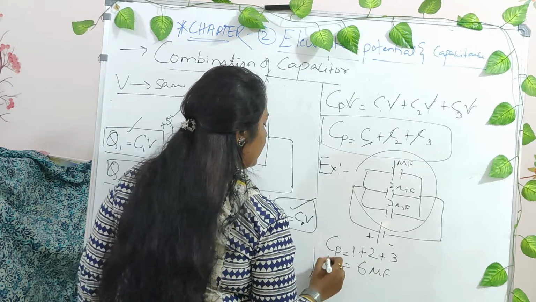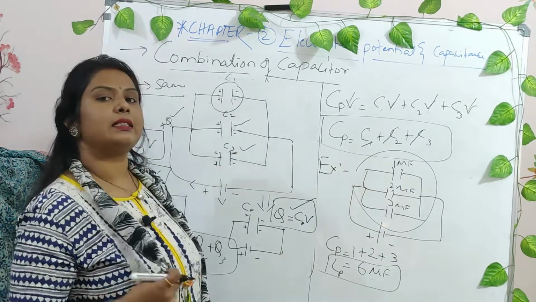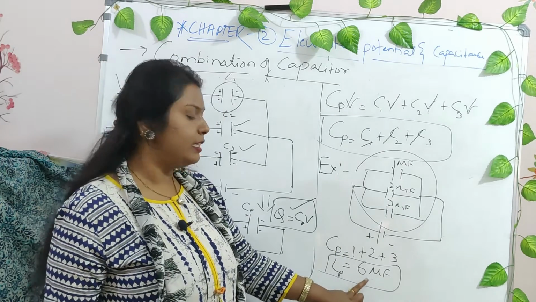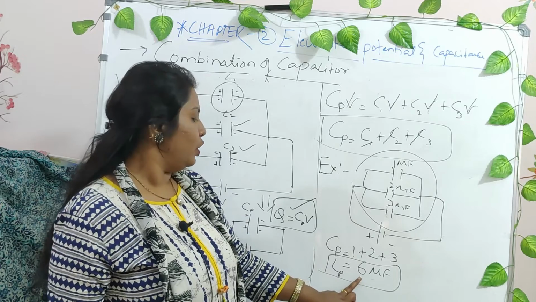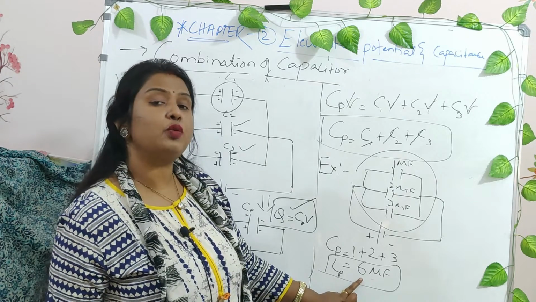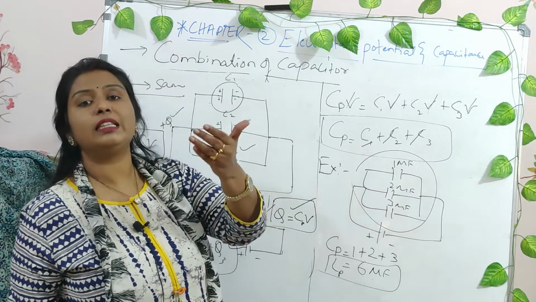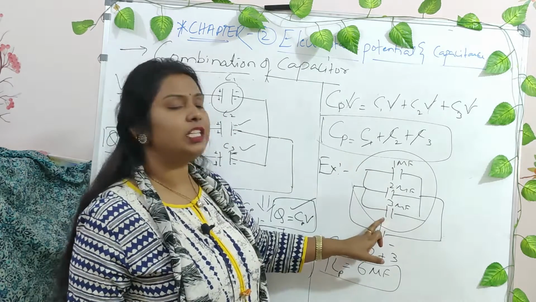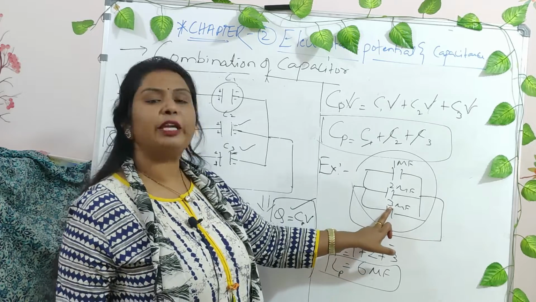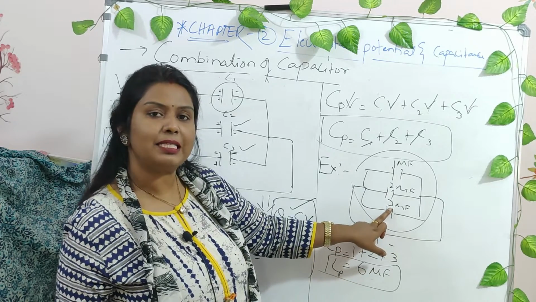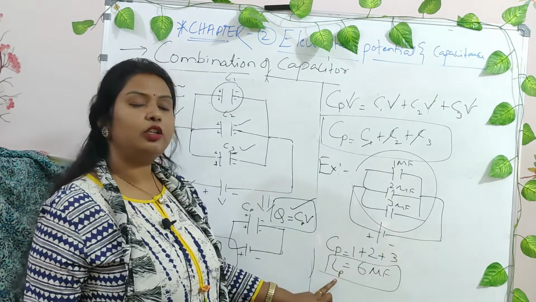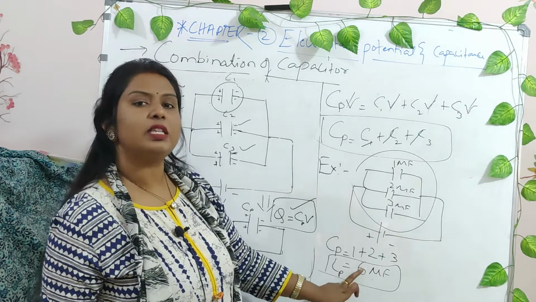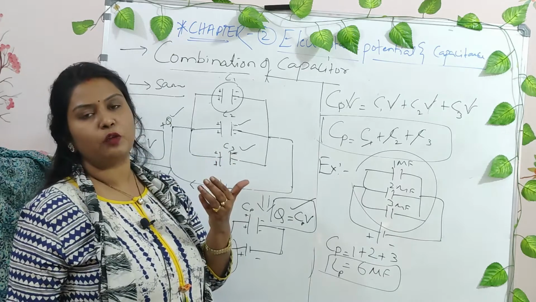Now you tell me, the effective capacitance when the capacitors are connected in parallel has increased. It is definitely increased, right? It is increased to more than the highest value capacitor in the circuit. In this circuit, what is the highest value capacitor? 3 microfarad is the highest value capacitor, right? What is the total or effective capacitance you have got? It is 6 microfarad. Now this 6 microfarad is greater than 3 microfarad, right?